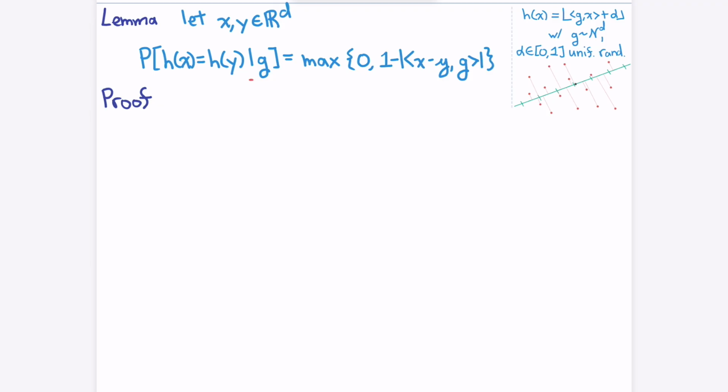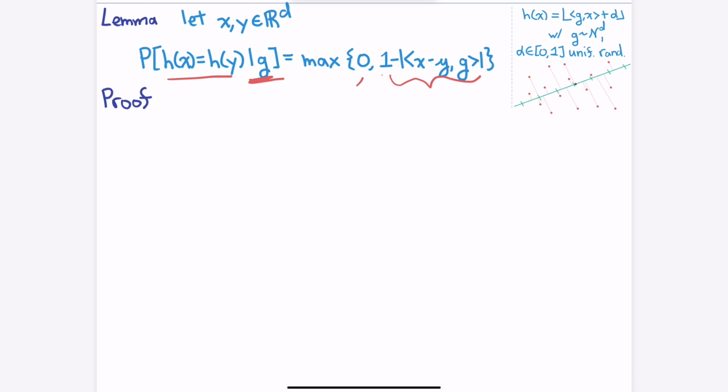So this is going to be conditional on your direction. Okay. So conditional on choosing that random direction or Gaussian vector, what is the probability that these hash codes are equal? The claim will be the max of 1 minus the absolute distance along the line, or 0.